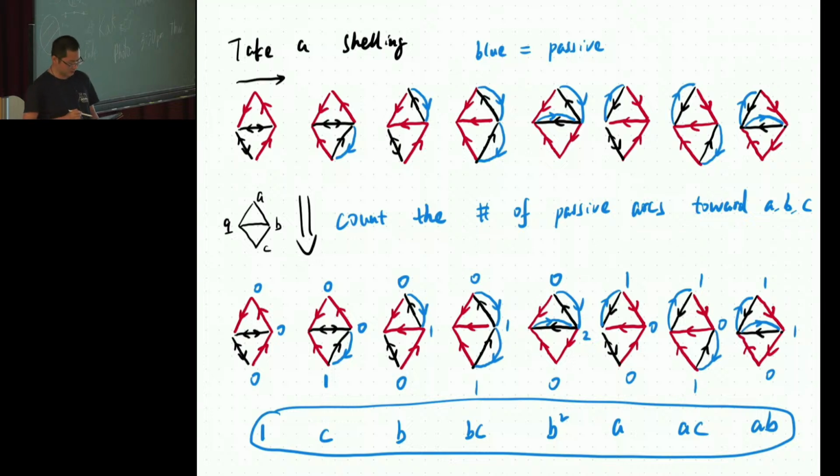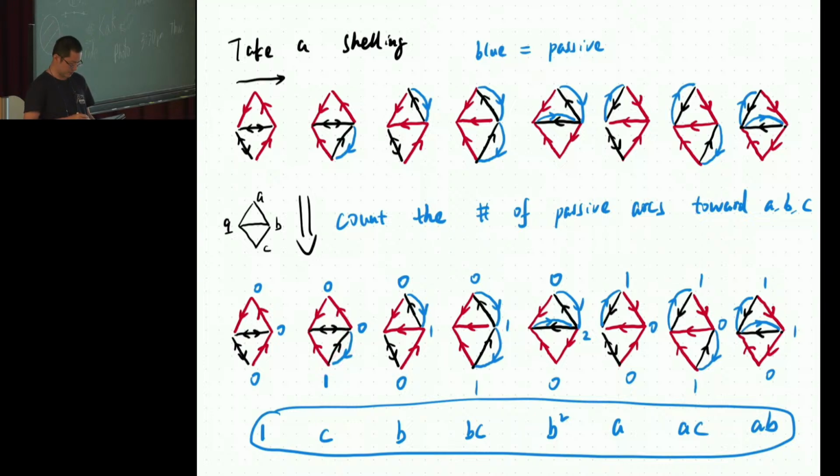We count the number of passive arcs, meaning the blue arcs, toward each vertex. Here I label each vertex by A, B, C. Okay, so let's see this picture. I counted the number of passive arcs toward these 3 vertices, so I'll get 0, 0, 1 here, because there is exactly 1 passive arc toward this vertex.